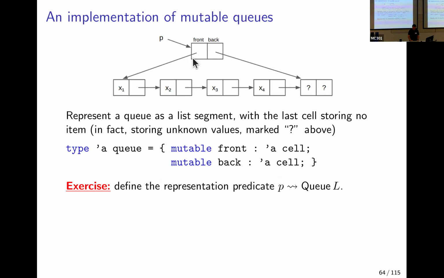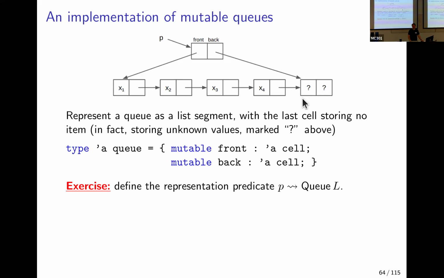So this is an example with a mutable queue where you can add things at the end as well. Wait, no. Can you add at the end? Yeah, you can add at the end. That's the point.